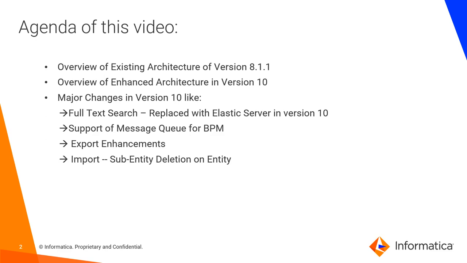In this video, we will cover the current existing architecture of version 8 and we will give an overview of the enhanced architecture in version 10. Also, we will discuss briefly the major changes in version 10 like full text search, which we have replaced with Elasticsearch, the introduction of message queues to BPM, and also new features that are added to export and import functionalities.